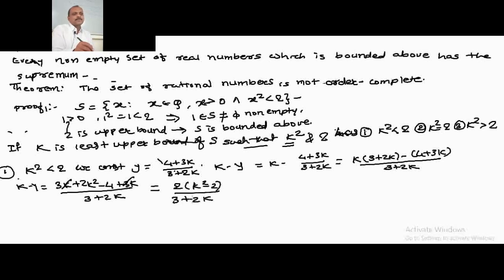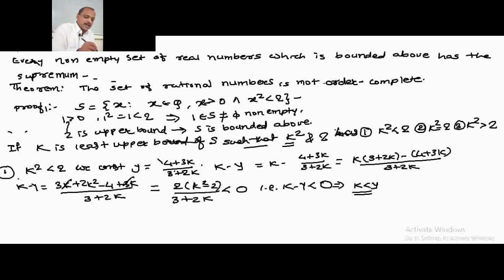Now k is positive, since it is the least upper bound of the set S, and S consists of positive elements, its upper bound must be positive. So k is positive, 3 is positive, 2 is positive, everything is positive. But the parenthesis term k square minus 2 is negative, since k square is less than 2, and therefore this whole quotient is less than 0. That is, we have k minus y is less than 0. This implies that k is less than y, the least upper bound is less than y.